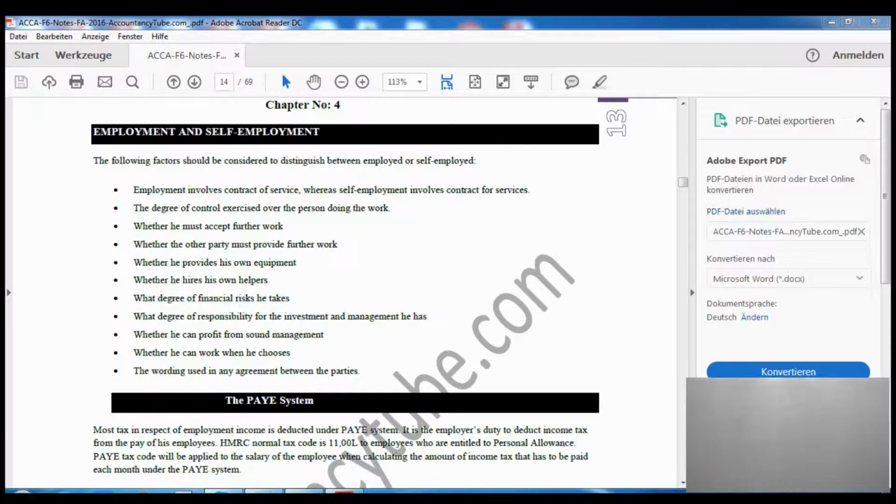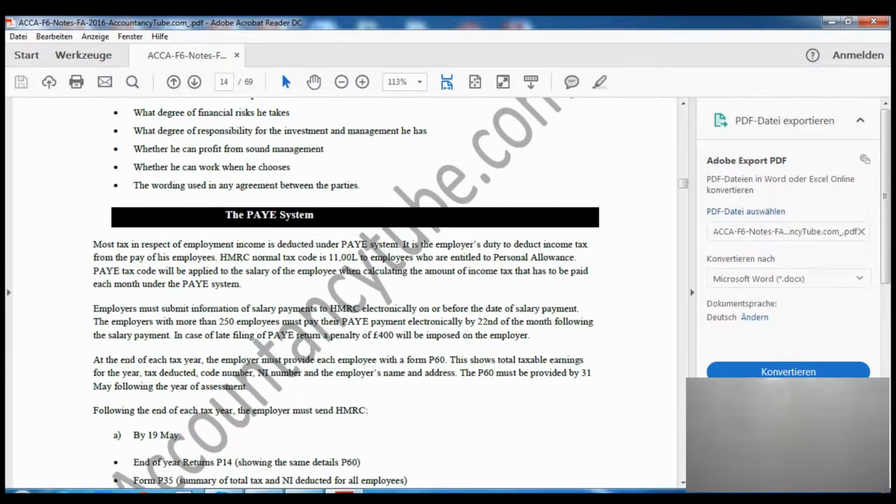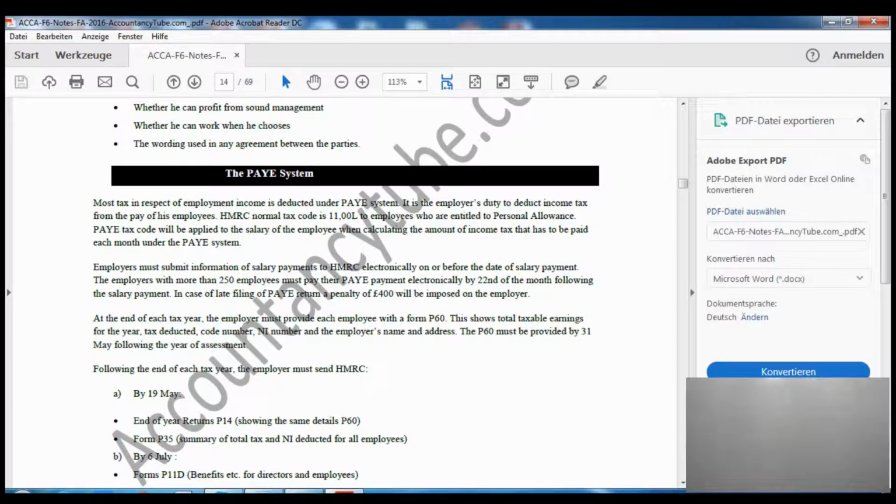What degree of responsibility of investment and management he has. So if he has any responsibility for investment and management, then he will be self-employed. If he does not have any responsibility at all, then chances are that he will be employed, because obviously if you are self-employed, if you are owner of the business, then you will have responsibility for the management. Whether he can profit from sound management. Obviously it is a strong indication of self-employment if you can profit from sound management.